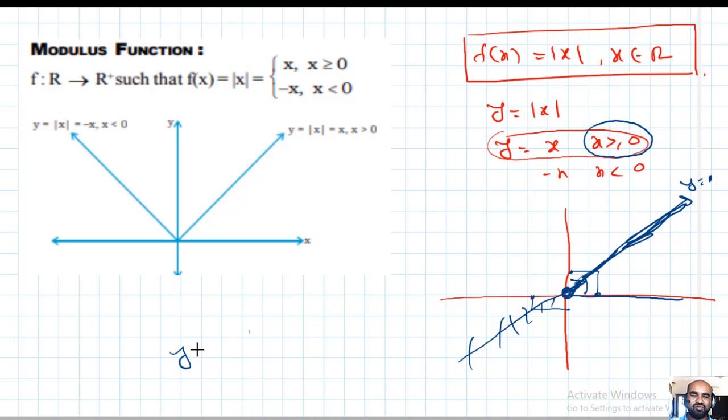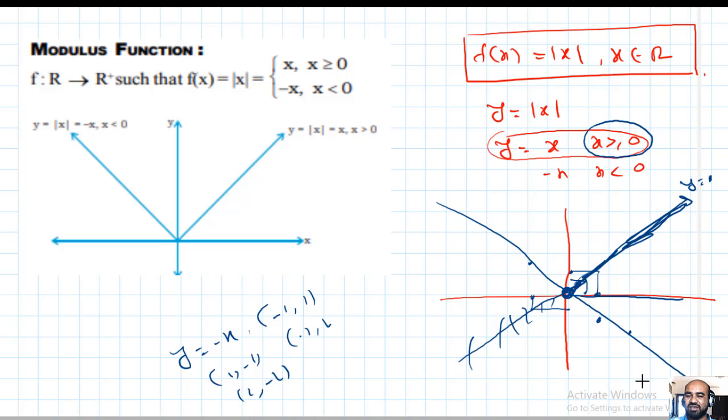One thing done. Next, I want the graph of y = -x. When x is 1, y is -1. When x is 2, y is -2. When x is taken as -1, y is 1. When x is taken as -2, y is 2. So this is a straight line represented by y = -x.